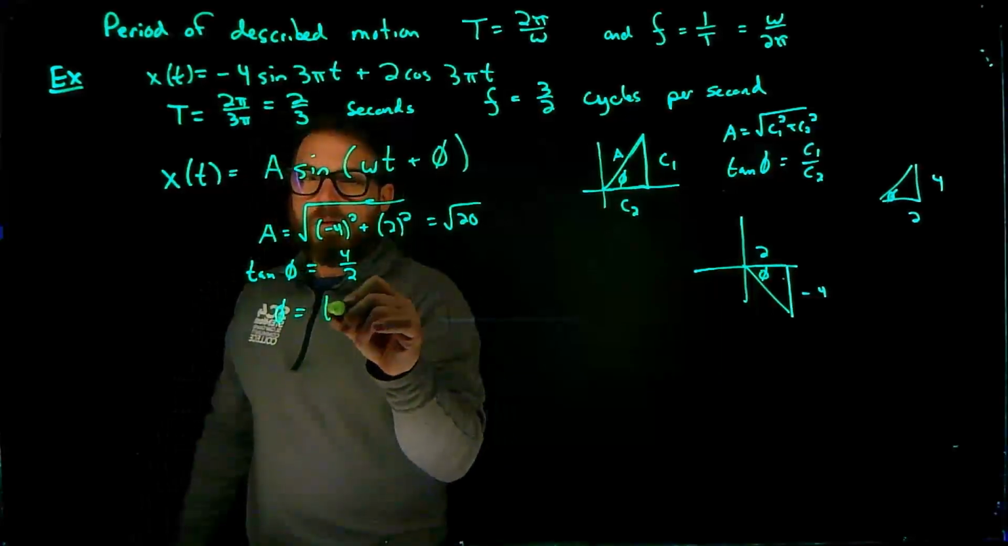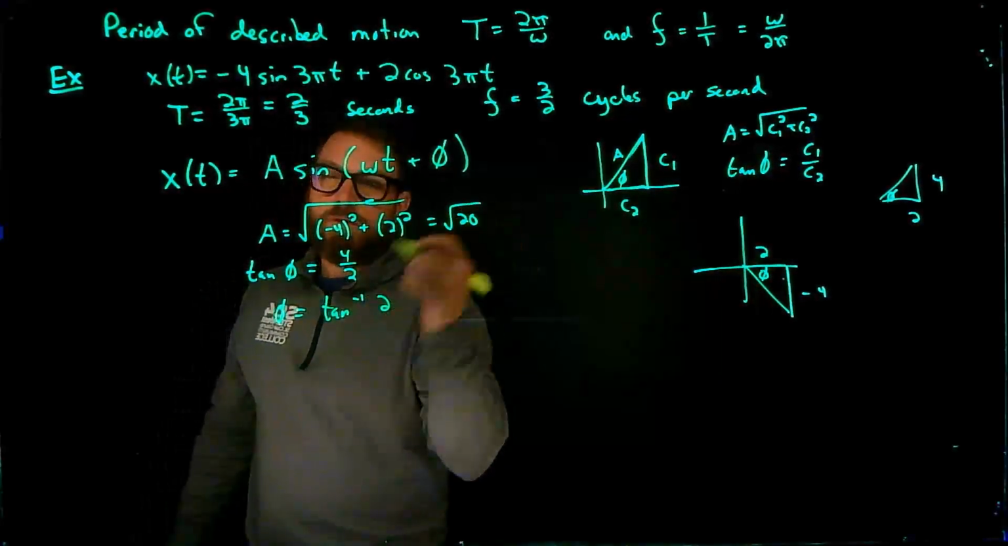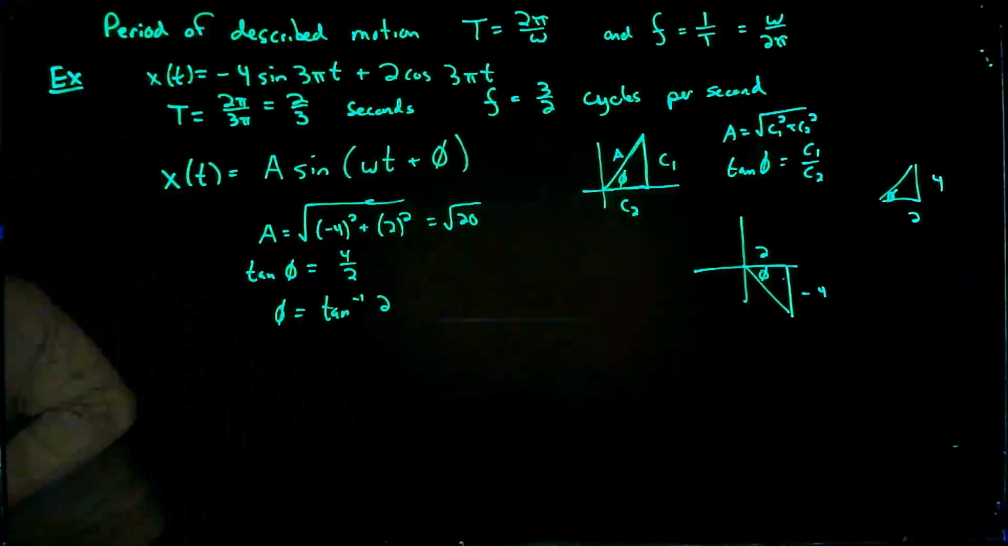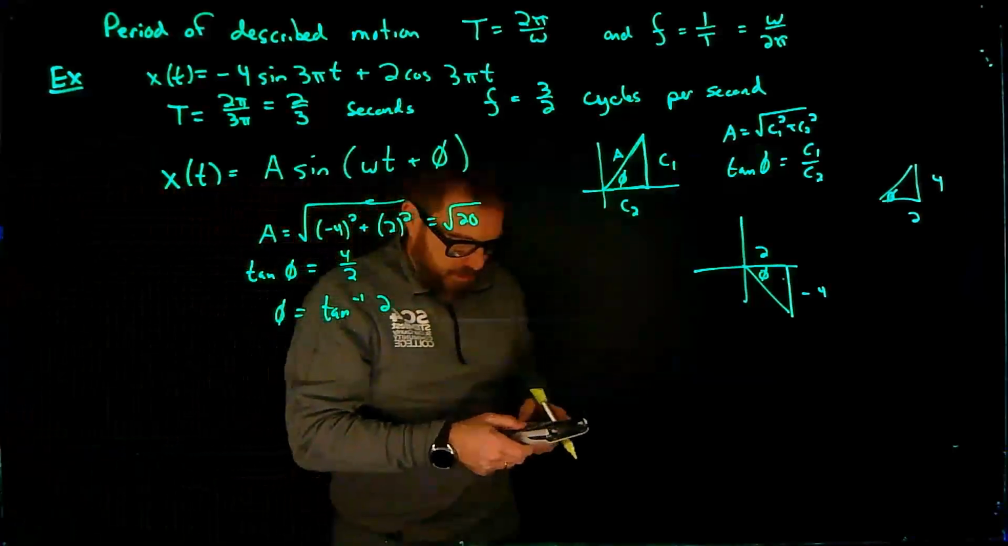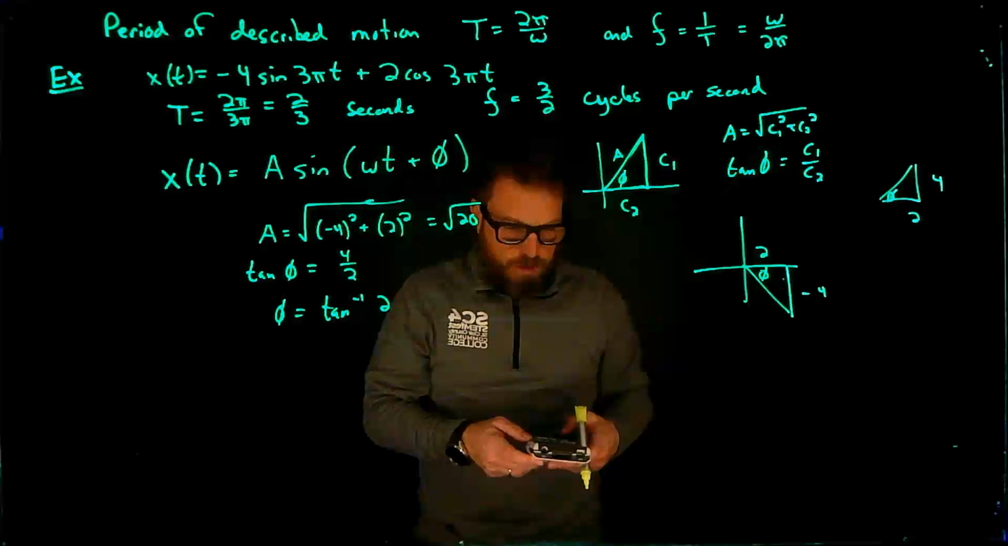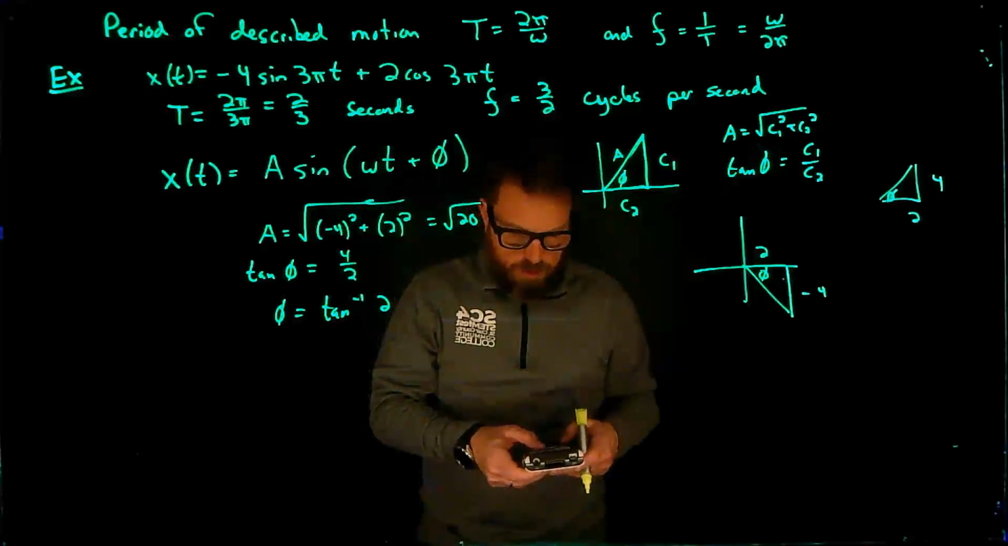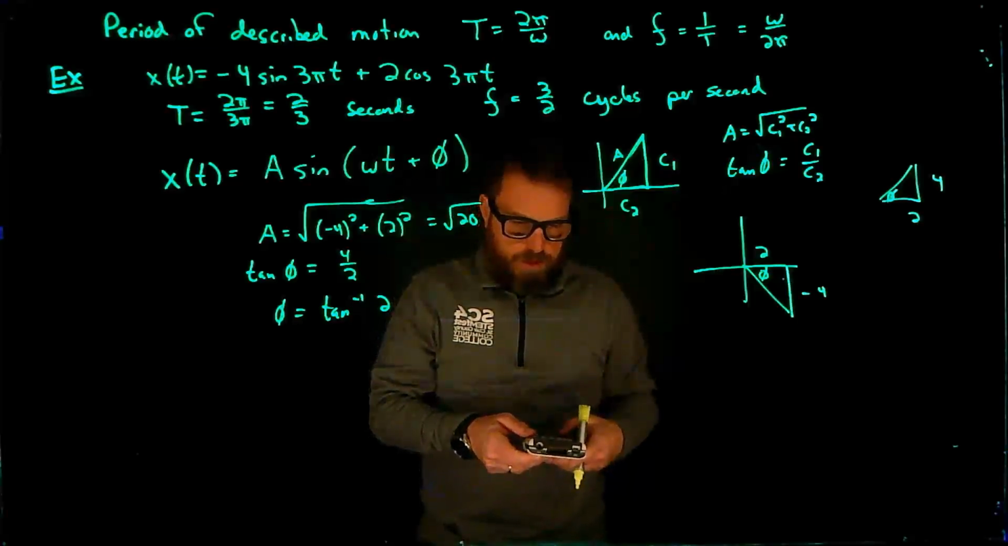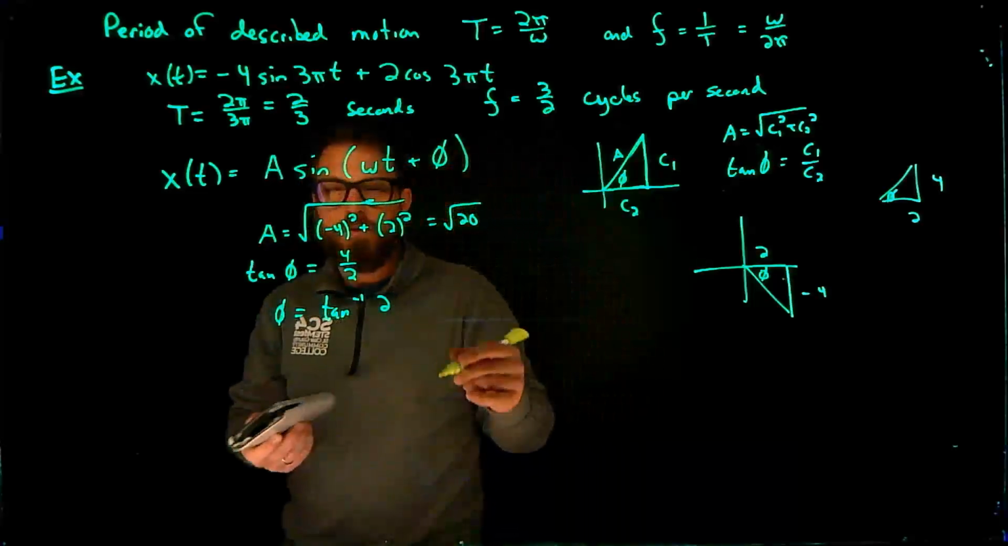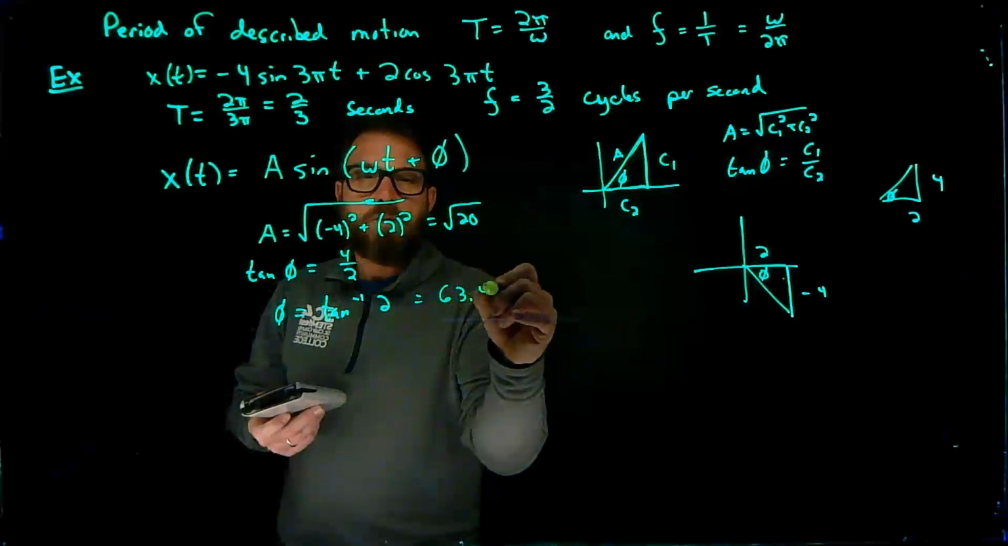So then this is going to be the tangent inverse of 4 over 2, which is the tangent inverse of 2, which gives us 1.1. That's in radians. Let's put it in degrees. Most people like to see the angle in degrees, so they have a better idea what that is. So it's about 63.4 degrees.